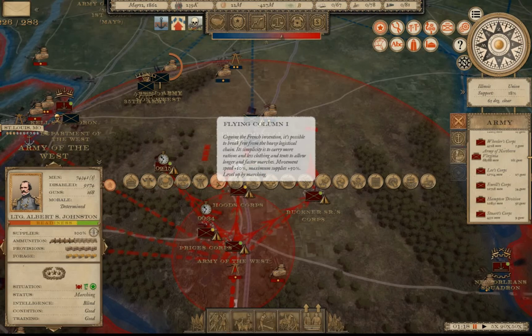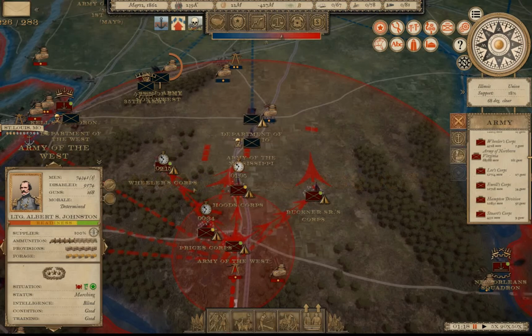Flying column 1. Copying the French invention, it's possible to break free from the heavy logistical chain. Its simplicity is to carry more rations and less clothing and tents, to allow longer, faster marches. Movement speed plus 10. Maximum supplies plus 50%. But we are going to do flying column.